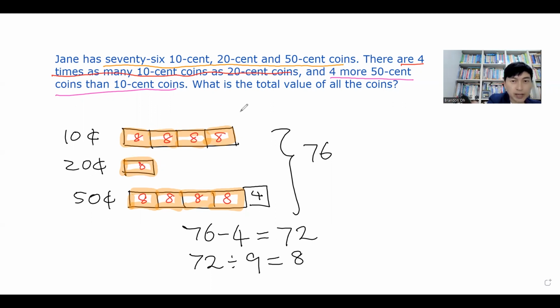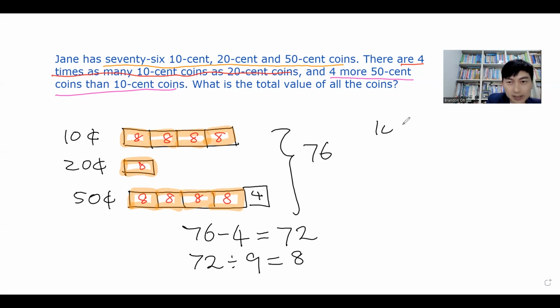And what are we finding now? We are finding the total value of all the coins. Now, remember, we are not finding the number of coins. We are finding the value of the coins. But of course, before we can find the value, we need to know the number of each type of coins. Now, first, even from the bar models, we can tell how many coins are there for 10 cents.